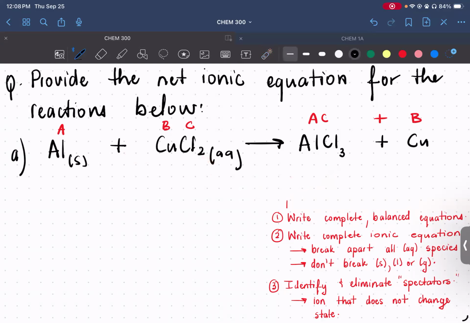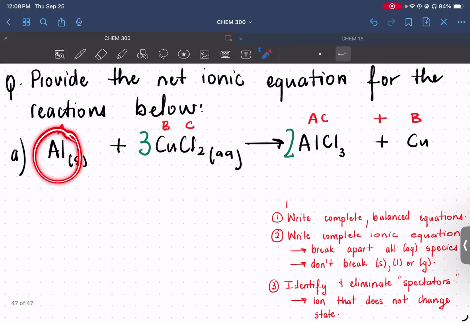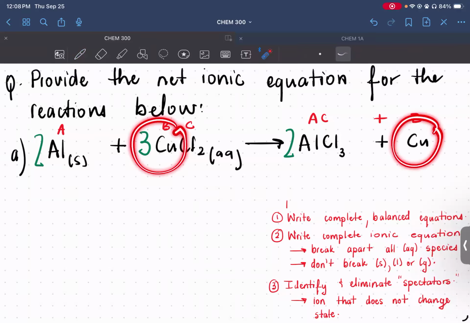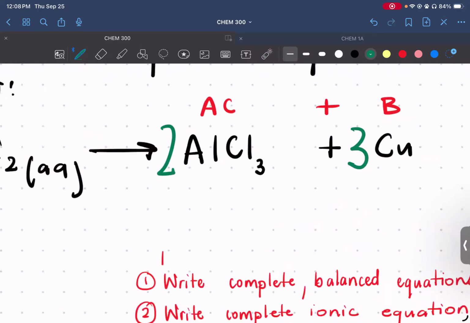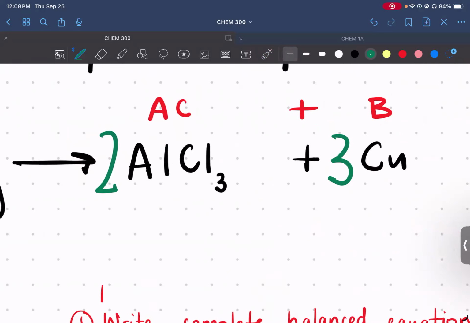3. 3 right here, and a 2 in front of the AlCl3. And we're done, right? No. Why? We've messed up the aluminum and copper, so we have to start from scratch. 1 aluminum, 2 aluminum. Easy fix. Just put a 2 in front of it. 3 copper, 1 copper. Easy fix. Just put a 3 in front of it. We've now balanced the equation. All that's left is state symbols.